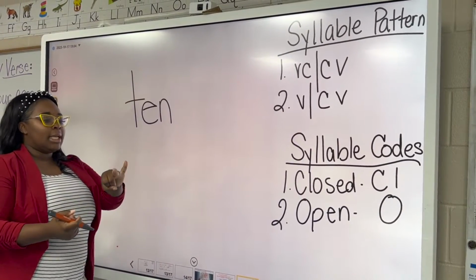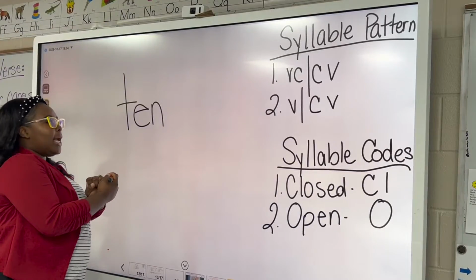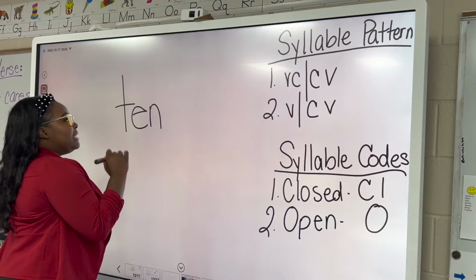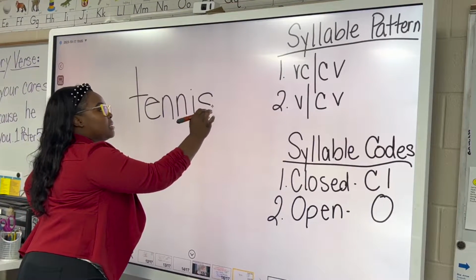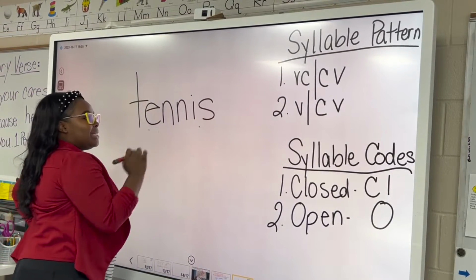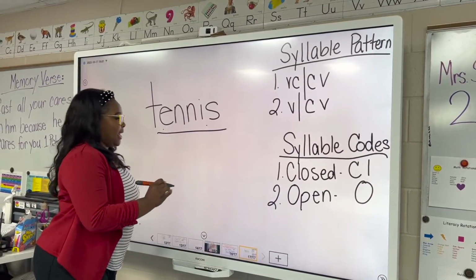Okay, tennis. Yep, that's the word. So let me spell that second part of that syllable. Nis. I believe that's my word. Tennis. Okay, let's try this next example.